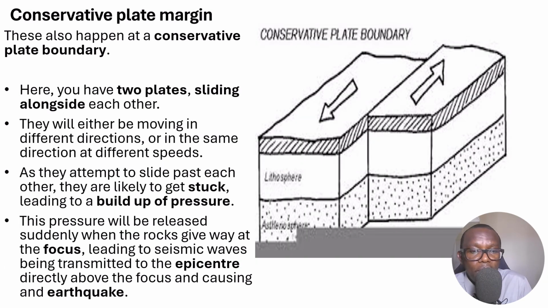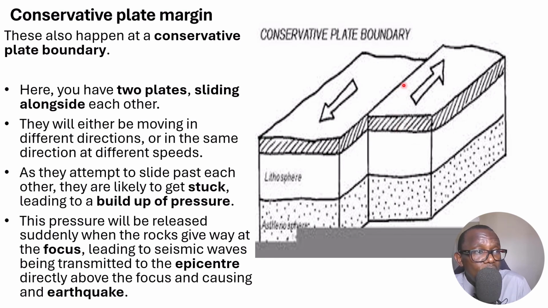So the fourth type of plate margin is a conservative plate margin, and this happens at a conservative plate boundary, which is where you have two plates that are sliding past each other. So trying to slide past each other. So they could either be trying to slide past each other in different directions, or sometimes they could be moving in a similar direction but at different speeds. Now, as they try to slide past each other, sometimes they are likely to get stuck. And because they are still trying to push past each other, pressure is likely to build up.